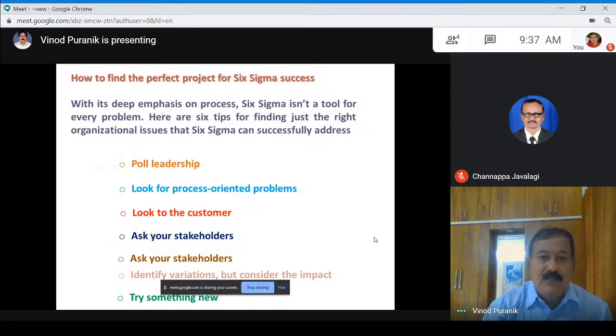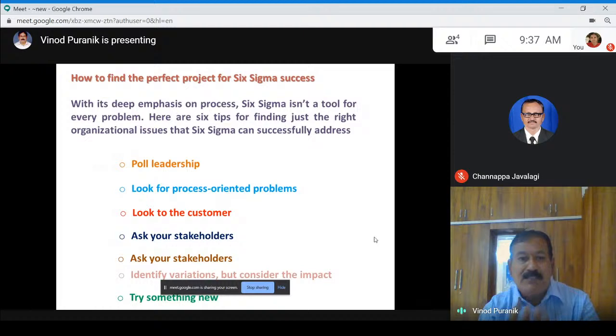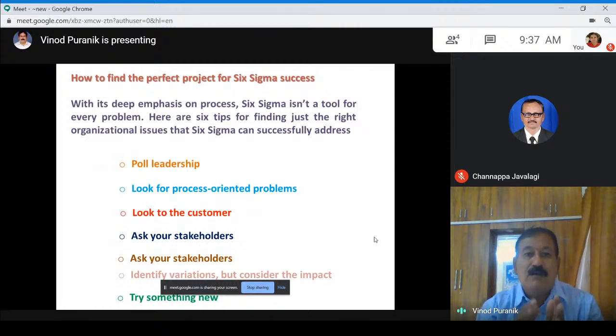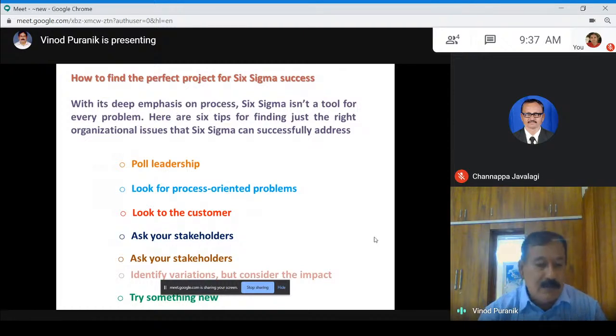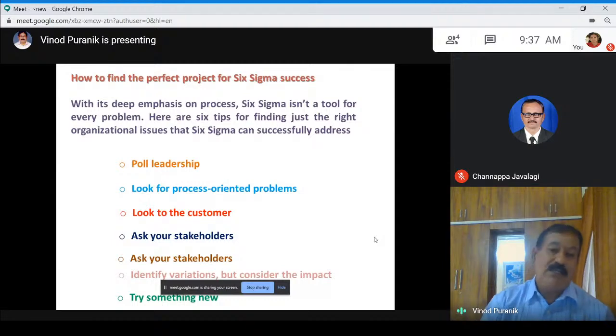So these are the best ways to find out the perfect project for Six Sigma success. That's very, very important. So before you start a Six Sigma project, you should know how much we are able to succeed. So that is very, very important.